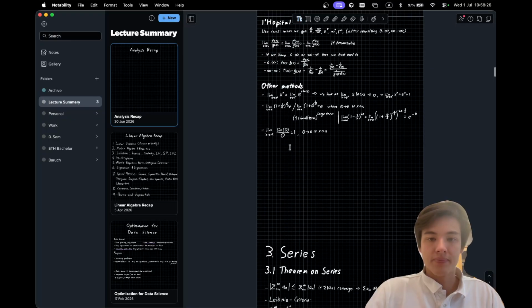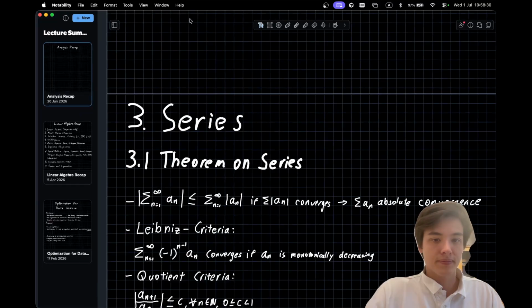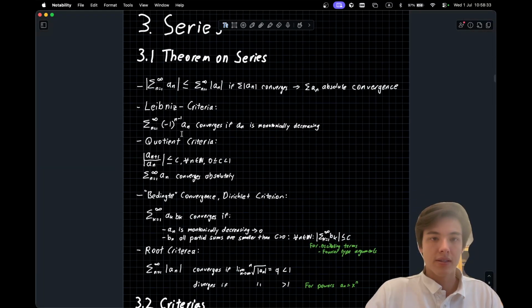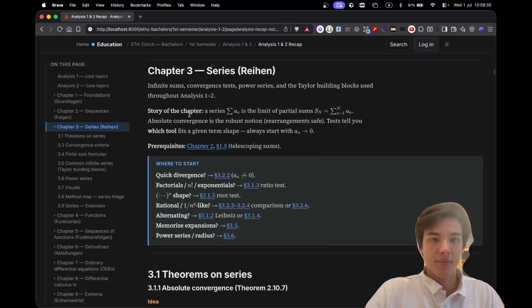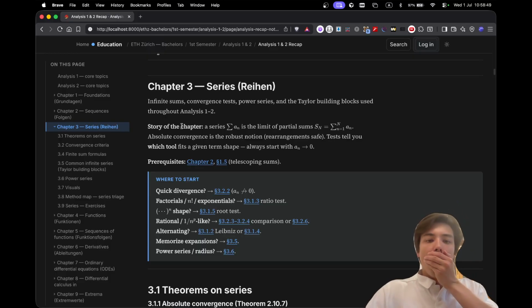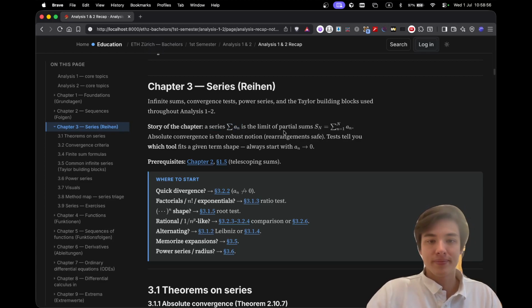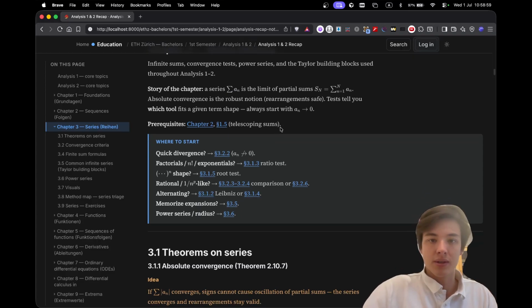So let's look at the next topic. Series. First we have sequences, which are just numbers, and now series are just a sequence of numbers, and that series converges to something. A series, so a sum of numbers, is the limit of partial sums.